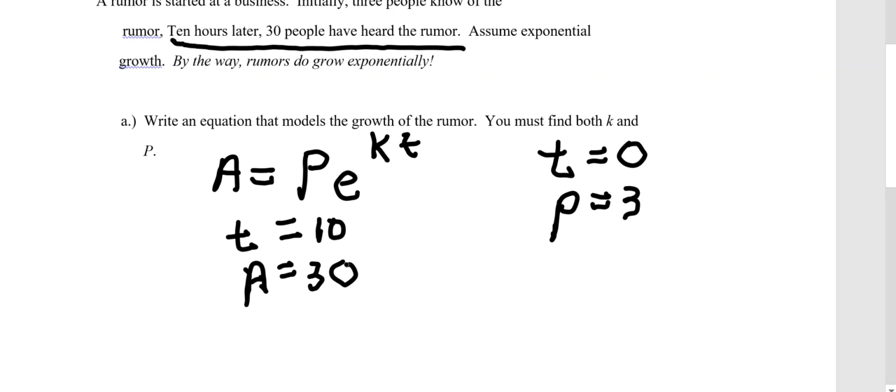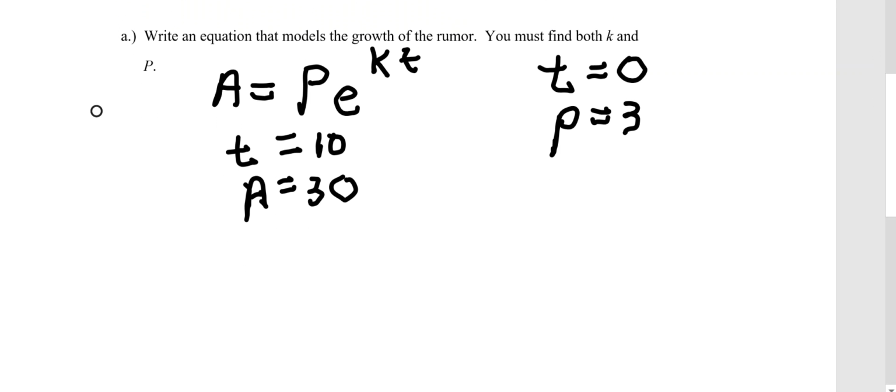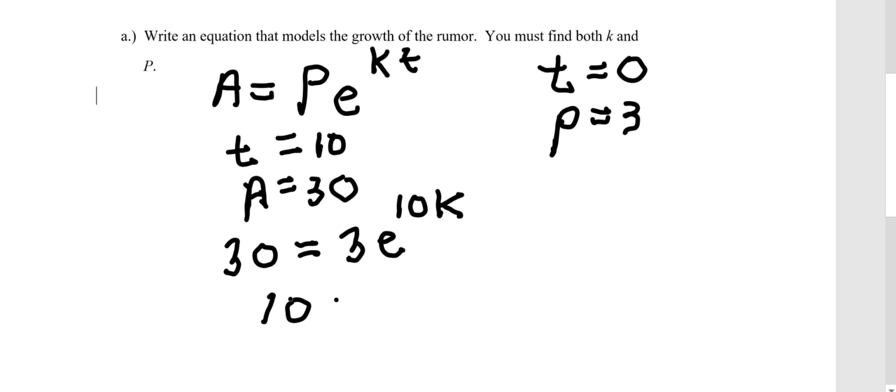Now we have to be careful. We're expressing hours, so T has to be in hours, because once we plug in A and we plug in T, the rate constant will be in hours. So 30 equals, we know P is 3, right? So 3 e to the, and T is 10, so 10k. So we're going to divide by 3 both sides. I get 10 equals e to the 10k.